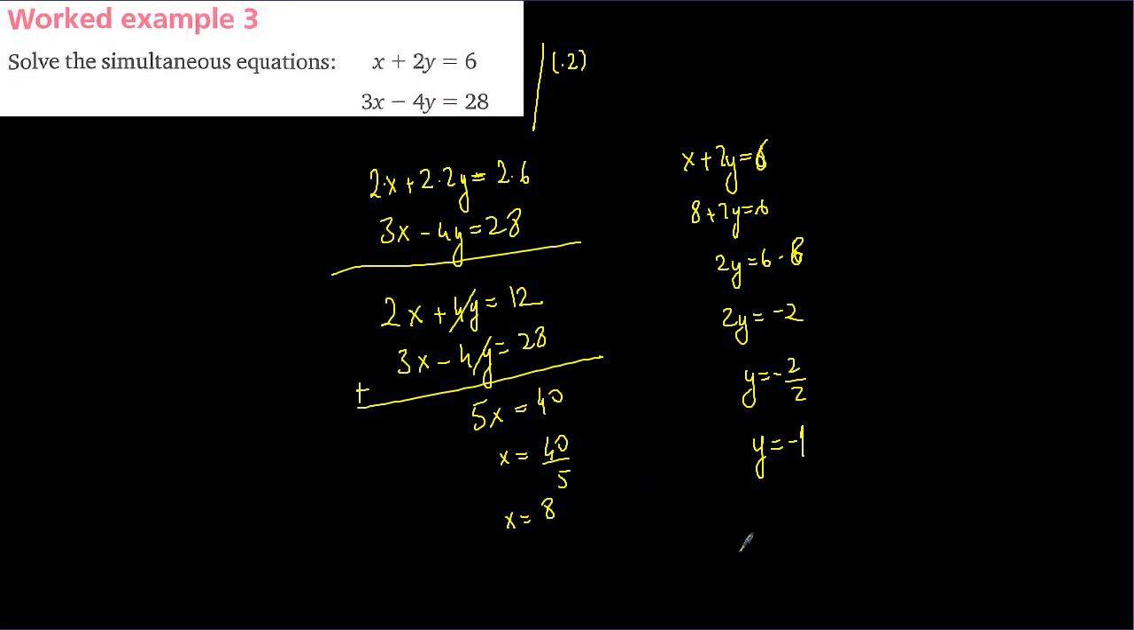So here we found the y value that's equal to minus 1, and the ordered pair is 8 and minus 1, where first x and then y is written. And this is the end of our lesson.